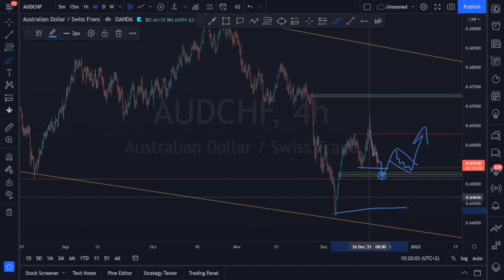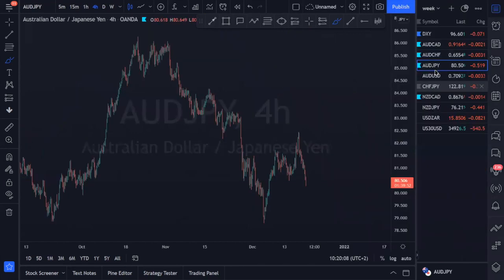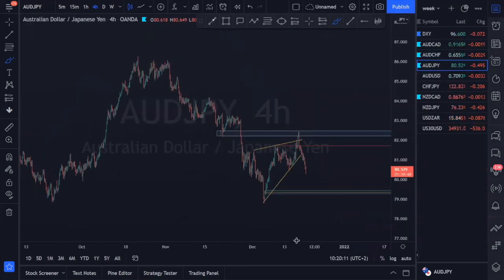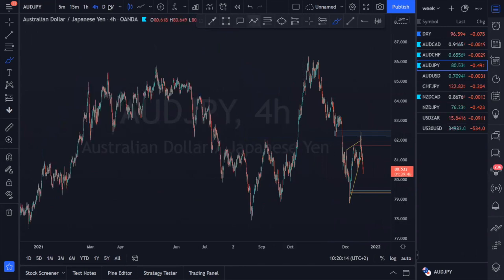Let's go on to the next pair that we're going to have a look at, and that is AJ. So guys, on AJ, things are slightly a little bit different in terms of our directional biases for these AUD-based pairs, but nonetheless, let's get into it and start off on the daily.